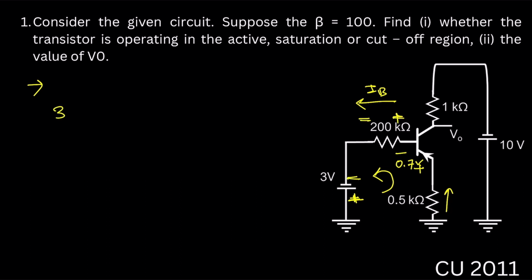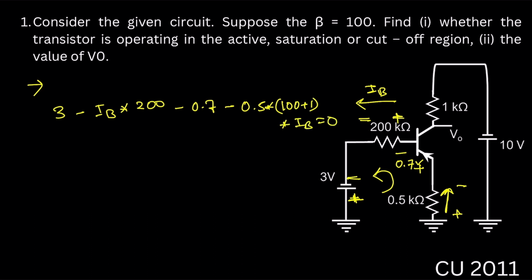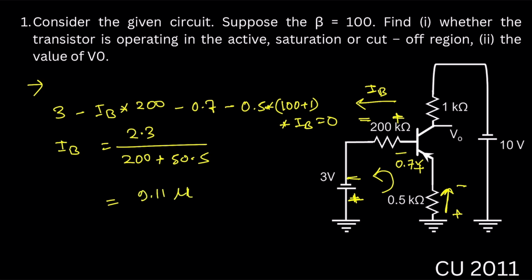This is minus plus, that means the change of polarity. Then it will be minus IB into 200 minus plus same minus 0.7. Voltage current direction will be this side, that means this is plus, this is minus, that means minus 0.5 into (beta plus 1) into IB equal to 0. Okay, from here we can get IB equal to 2.3 divided by (200 plus 50.5). That one is equal to 9.11 microampere.